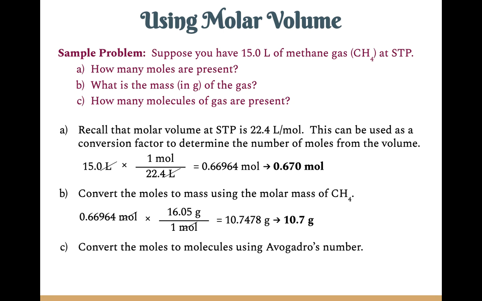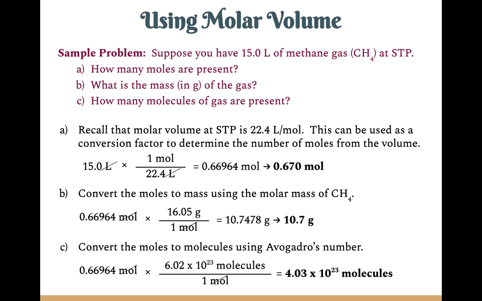And then finally, you could also convert from moles to molecules using Avogadro's number. If we have that many moles, we know that there are 6.02 times 10 to the 23 molecules in every mole. So we have 4.03 times 10 to the 23 molecules in this 15 liters of methane gas.